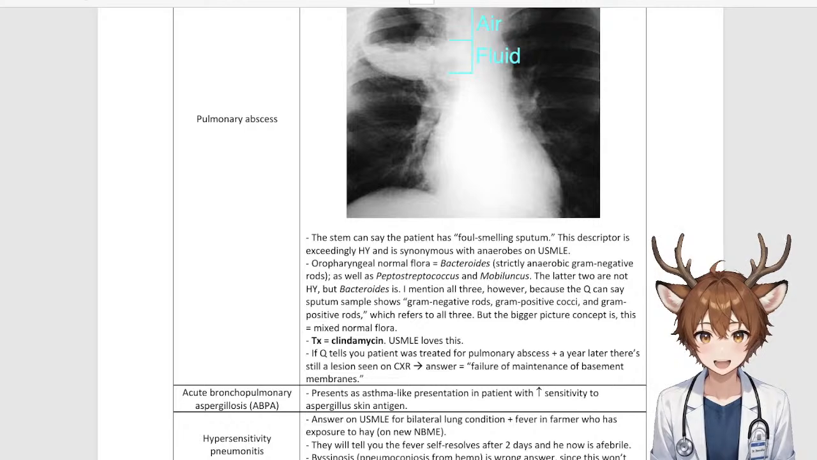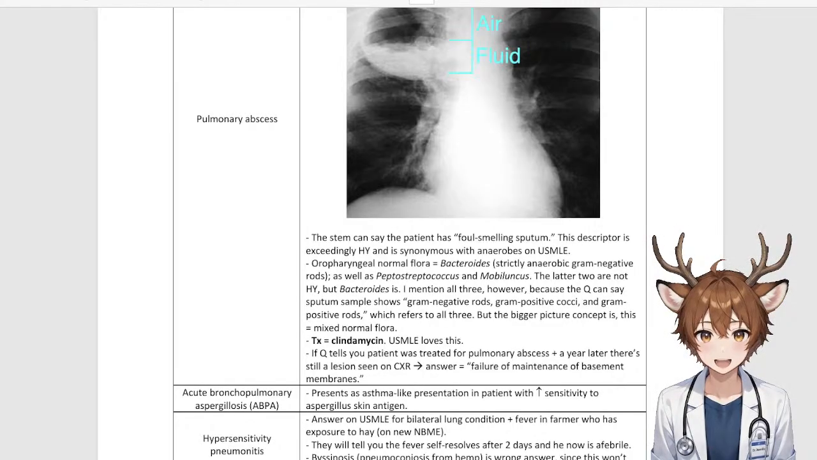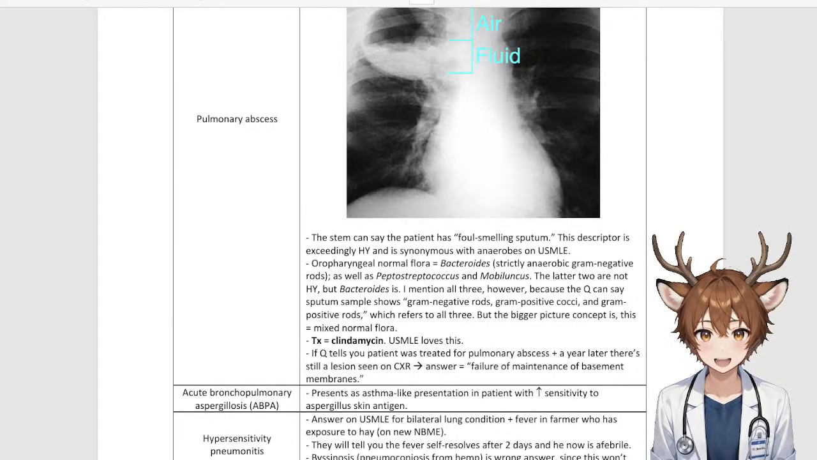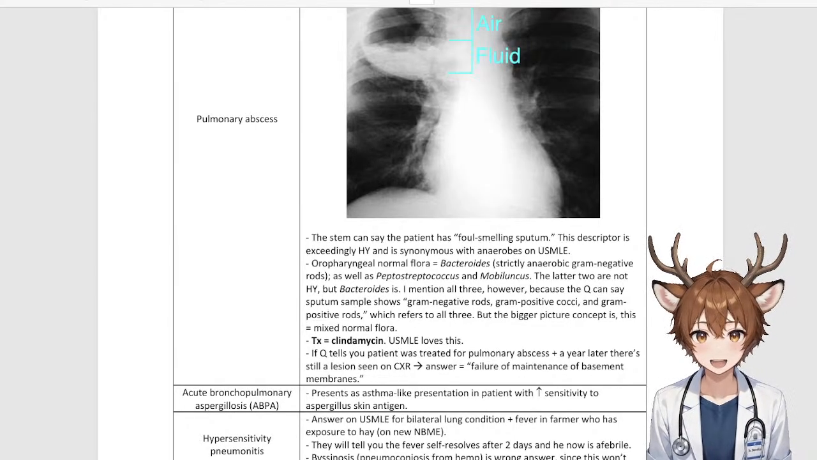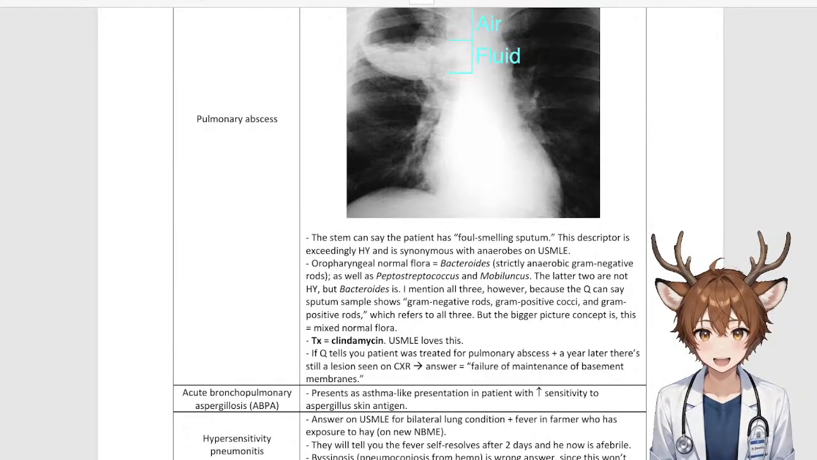I mentioned all three, however, because a question can say sputum shows gram-negative rods, gram-positive cocci, and gram-positive rods, which refers to all three. But the bigger picture concept is this: it is all mixed normal flora. The treatment would be clindamycin.